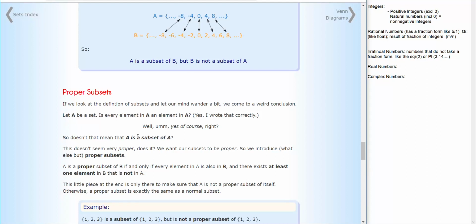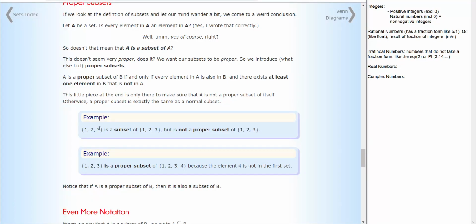A is a proper subset of B if and only if every element in A is also in B, and there exists at least one element in B that's not in A. Now, this is interesting. So this is a proper subset. The last condition is only there so that A is not a proper subset of itself. Otherwise, it's exactly the same as a normal subset.